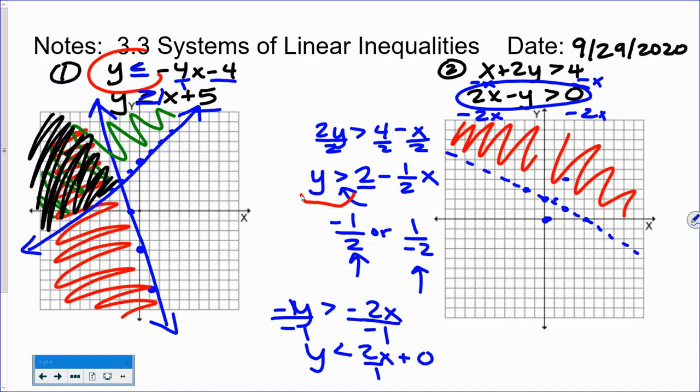This, we're trying to find the overlapping of the shaded region. So not a big deal with finding exactly where they cross. This one will also be another dashed line, so we'd have to click that dashed button. All right, and since we switched it to less, I would lightly shade underneath that line.